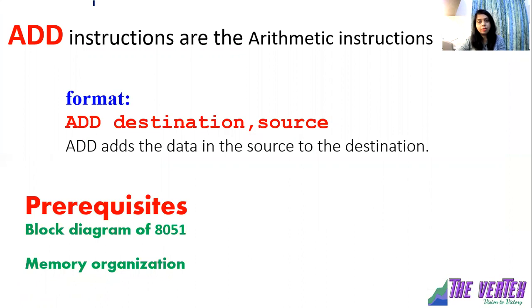How is the format? The format is given, that is we write add or subtract destination comma source. So destination is always on the left hand side and source is always on the right hand side. What this instruction does is add data in the source to the destination. It will add the data available in the destination register or destination location with the source register or source memory, and then the result will be stored back in the destination. Remember that destination is on the left hand side and the result will always enter into destination.